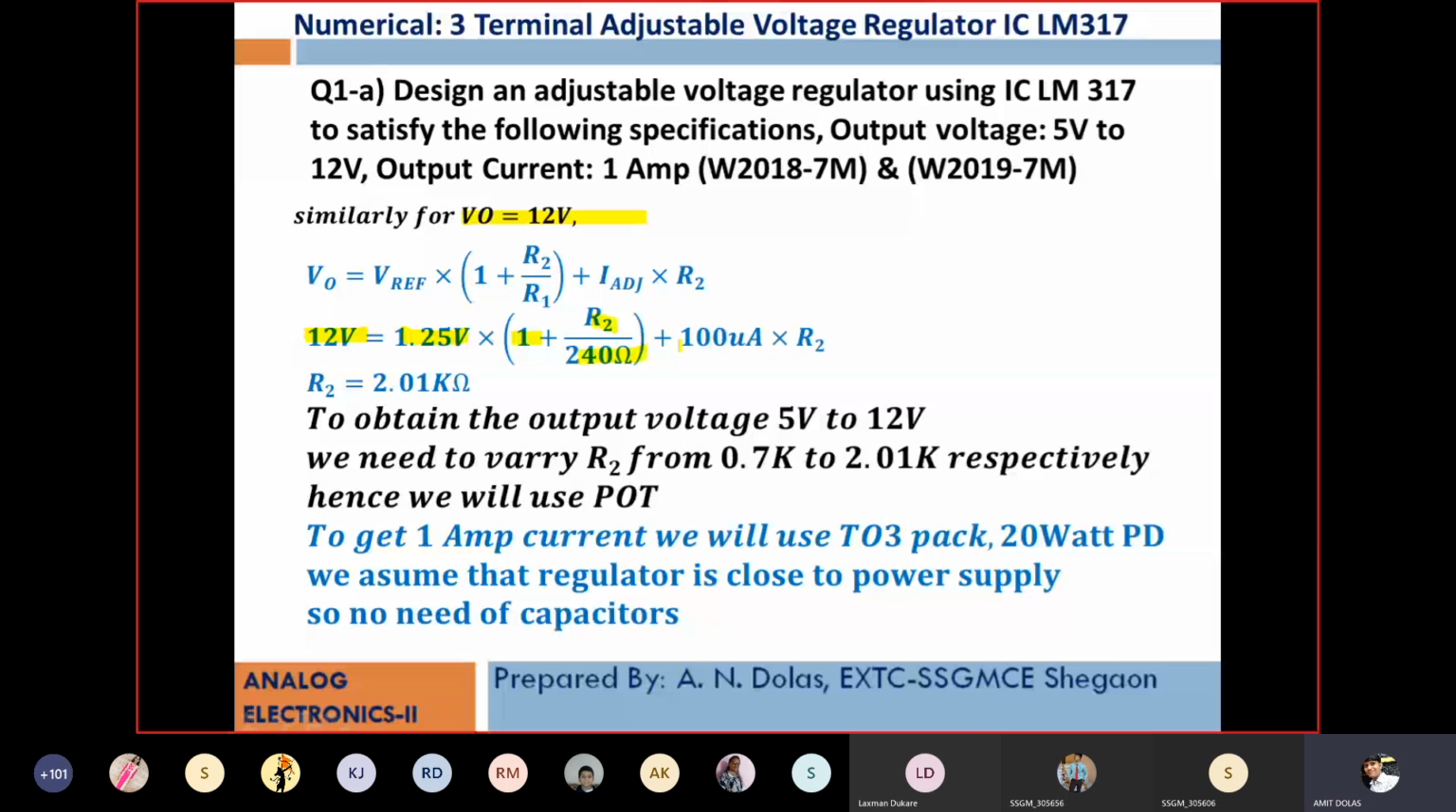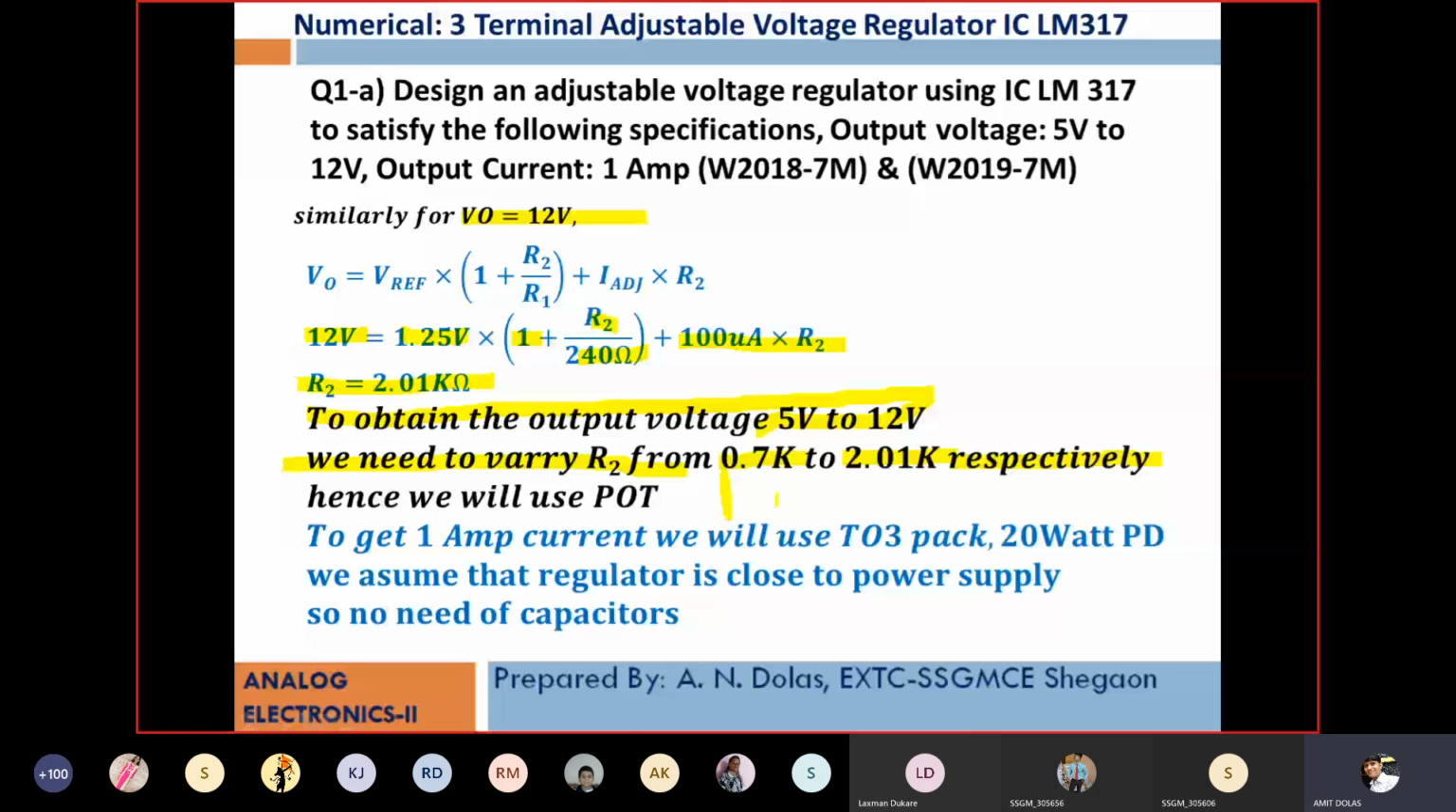Means if I vary the resistance R2 between 0.71 kilo ohm to 2 kilo ohm, it will provide you the range 5 volt to 12 volt. So to obtain the output voltage range 5 volt to 12 volt, we need to vary R2 from 0.7 K to 2 kilo ohm respectively. So you can easily see that the resistance should not go below 0.7 kilo ohm. If it is below 0.7 kilo ohm, the voltage will drop below 5 volt.